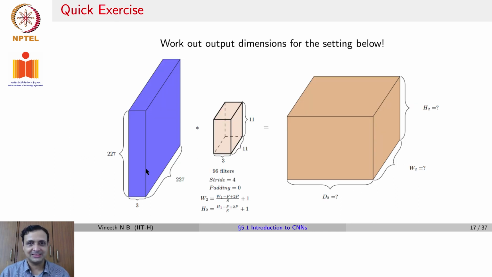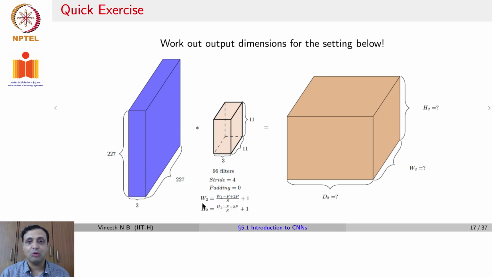Let's try to work out an exercise so you're clear about this. Let's consider this input to be 227 cross 227 cross 3. Let's assume that your filter size is 11 cross 11 cross 3. Let's assume that we're going to use 96 such filters. These numbers have a purpose which will probably be clear to you a couple of lectures down, but take these numbers for now as they are. You have 96 such filters. Let's assume a stride of 4 and a padding of 0, no padding.